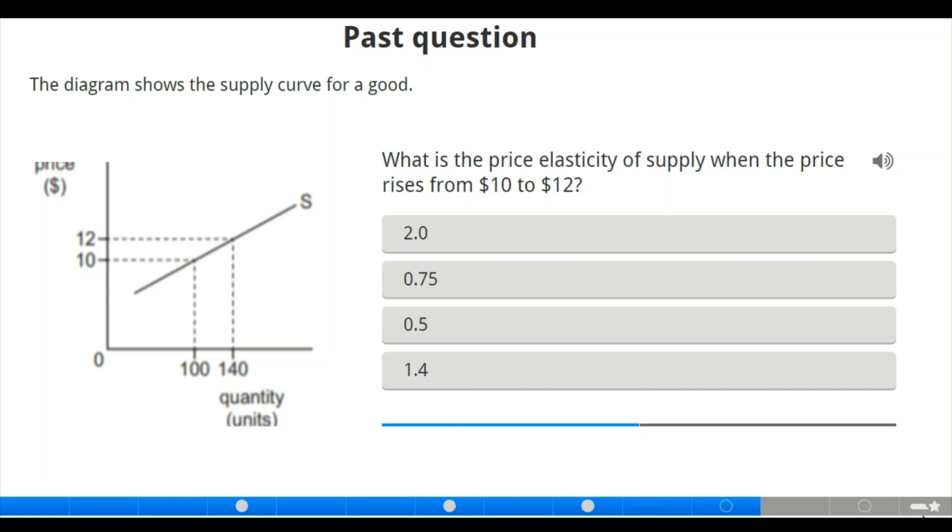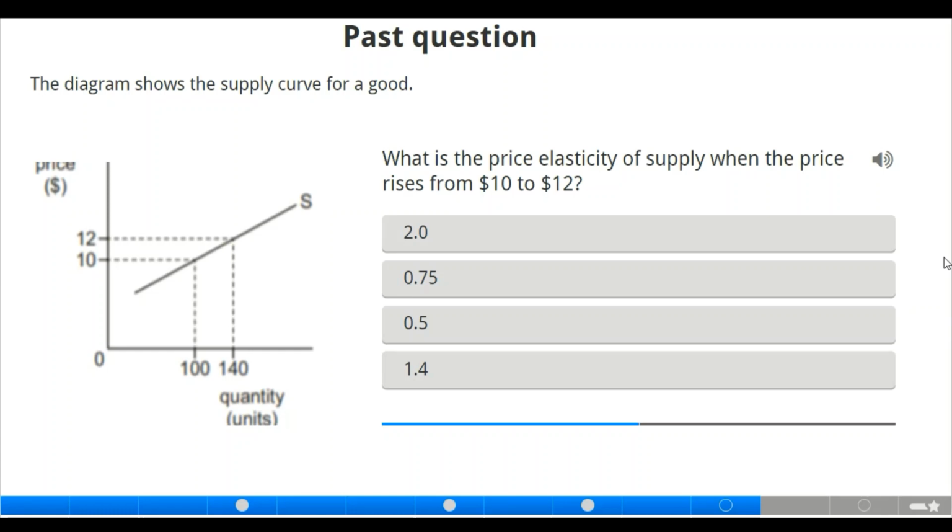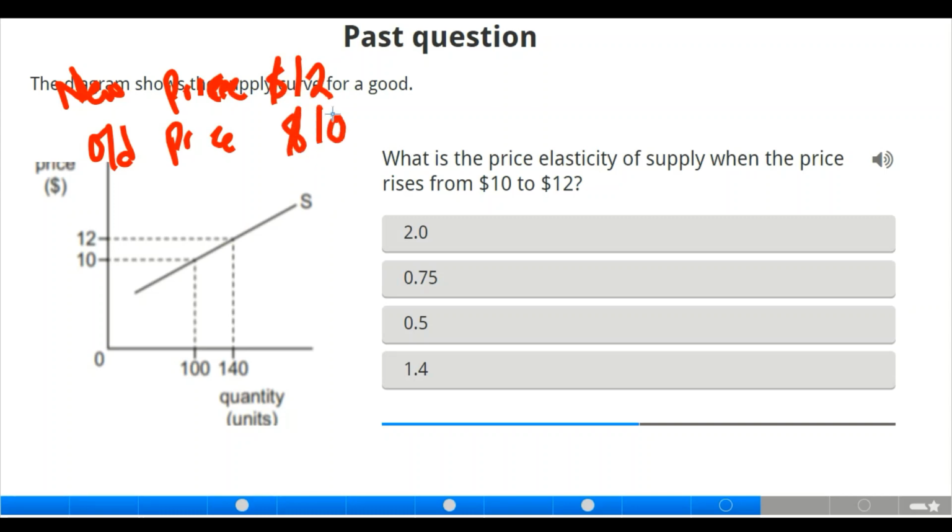Now, what is the price elasticity of supply when the price rises from $10 to $12? Now let us check the question. Of course, we have known our new price to be what? Our new price is $12, while our old price is $10. Now our new quantity will be what?